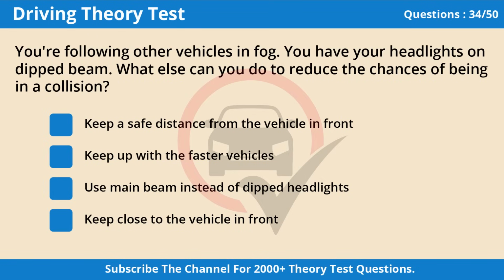Question 34. You're following other vehicles in fog. You have your headlights on dipped beam. What else can you do to reduce the chances of being in a collision? A. Keep a safe distance from the vehicle in front. B. Keep up with the faster vehicles. C. Use main beam instead of dipped headlights. D. Keep close to the vehicle in front.